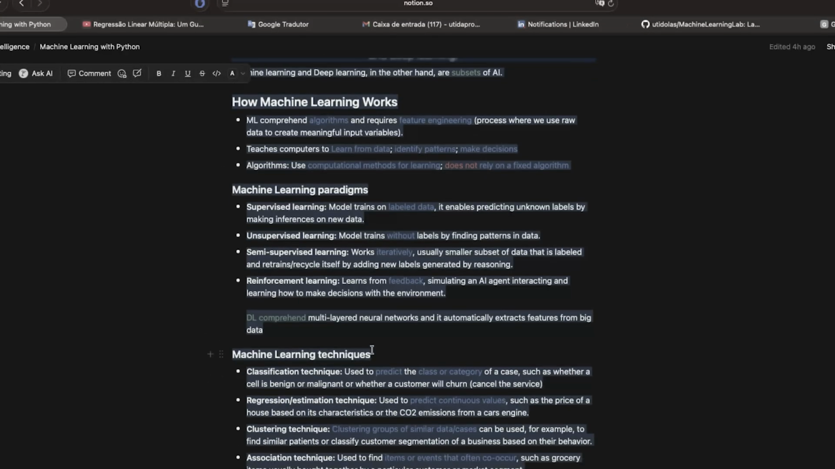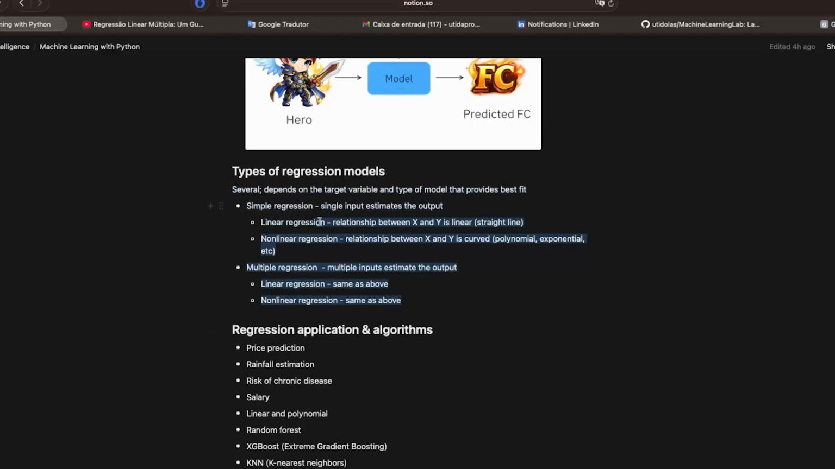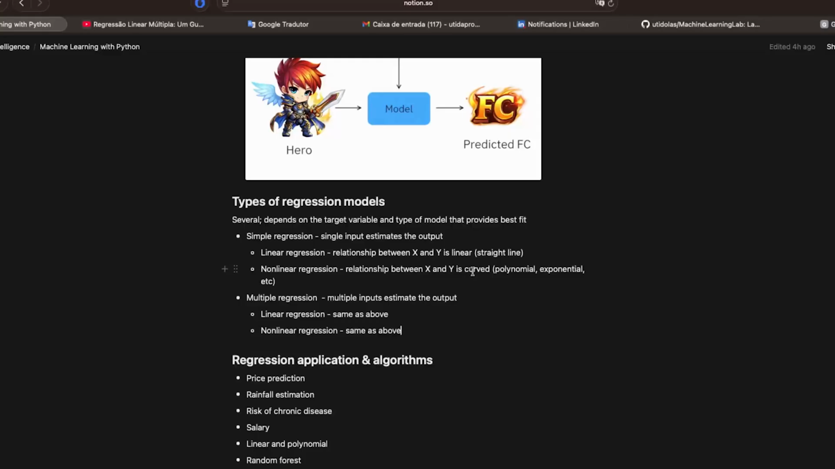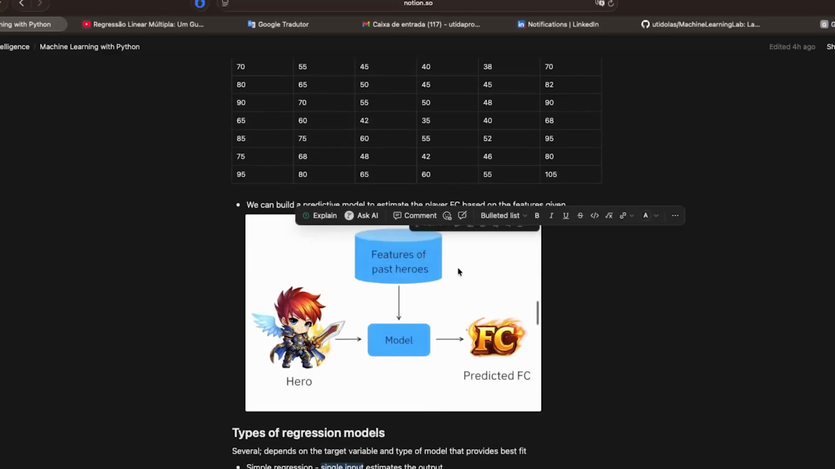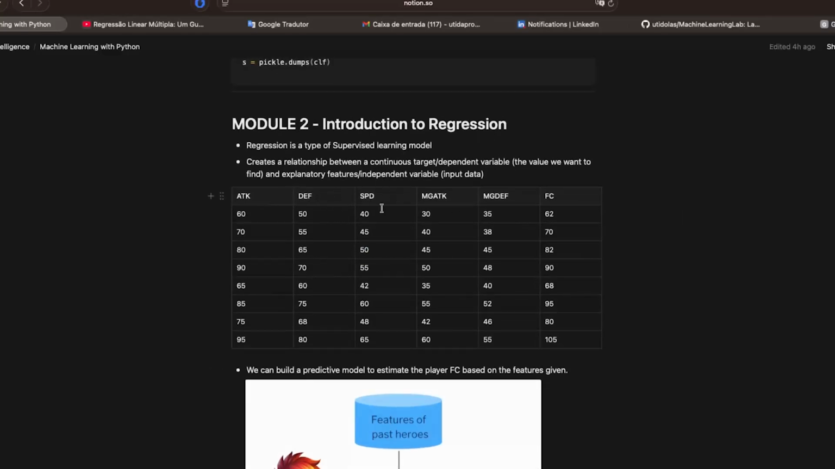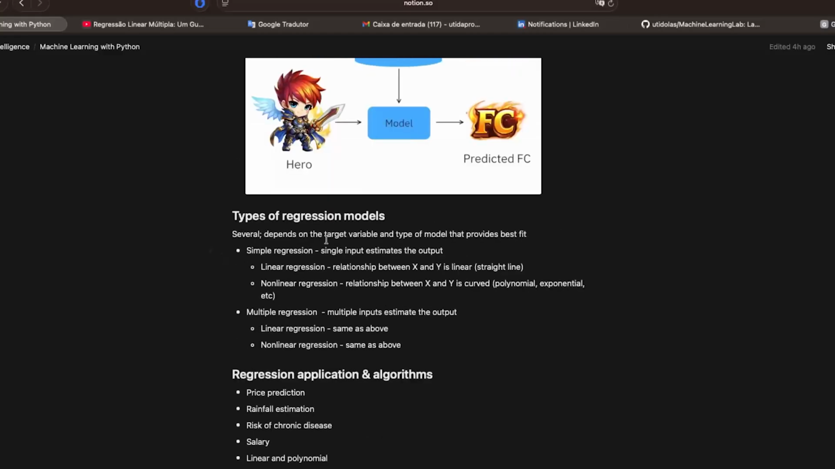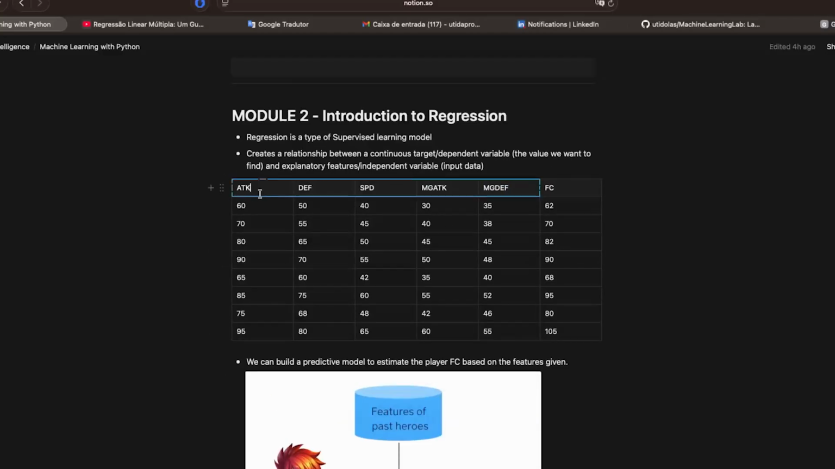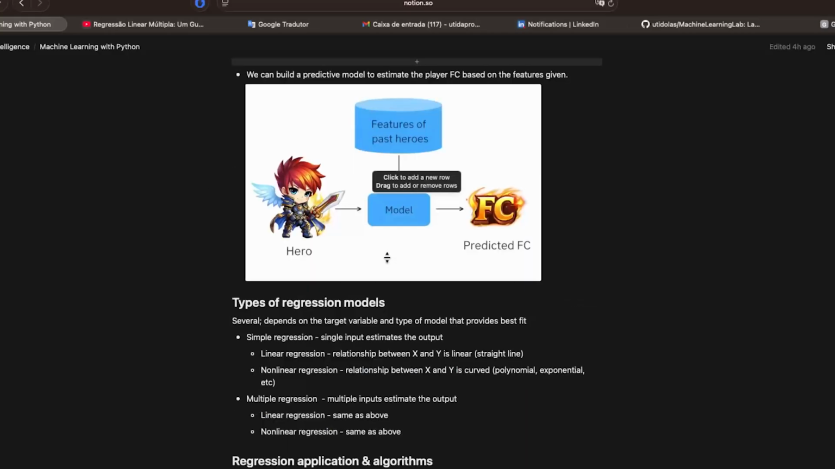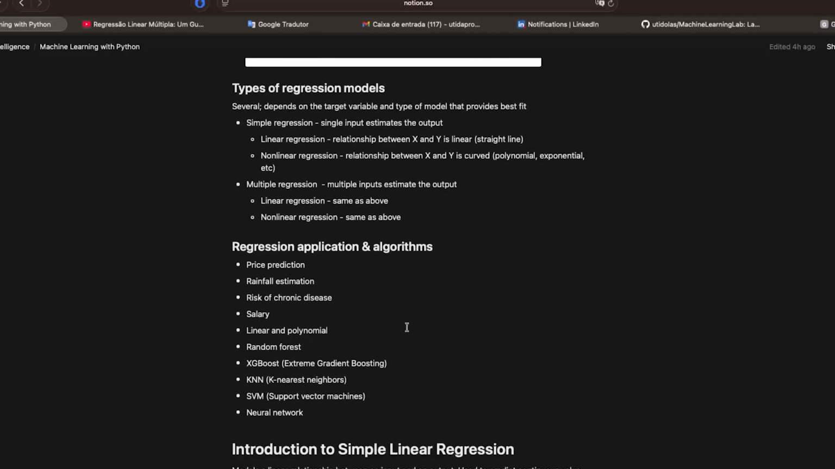There are several types of regression, but we're going to start with simple and multiple regression. It's basically the same thing, except that simple regression uses one single input to estimate the output. So for example here, we're going to use just one feature. It's going to be either attack, defense, speed, magical attack, or magical defense to predict our FC. In multiple regression, we're going to use multiple features. We can use all of them, or we can use 2, 3, 4. It's going to depend on the relationship. We're going to take a look at that later when we study multiple regression.